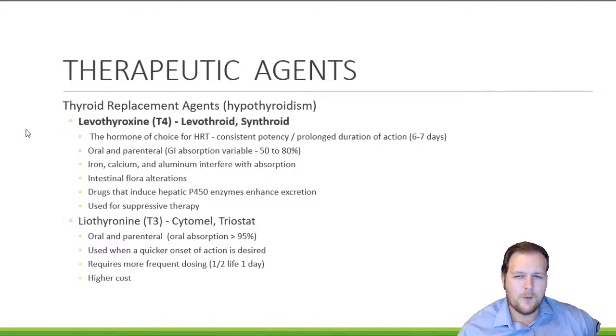Now, if you want a quicker action, you could use something like liothyronine, which is just T3. If you wanted the onset to be faster, like maybe a couple days or so, this would kick in much quicker because, again, this is the active form. However, it's more expensive, and the onset's going to be a little more sporadic. So you'll find that relatively few patients are actually taking this form here.